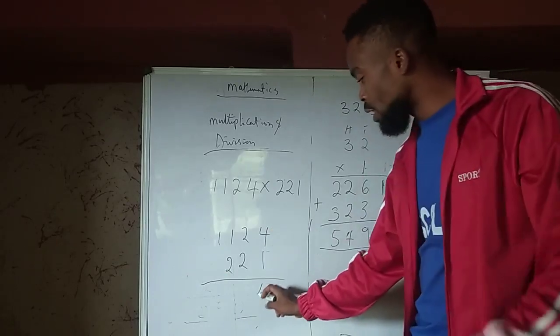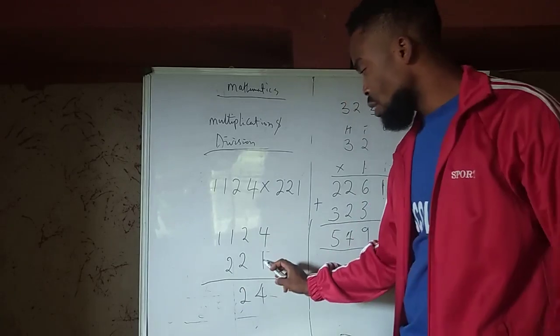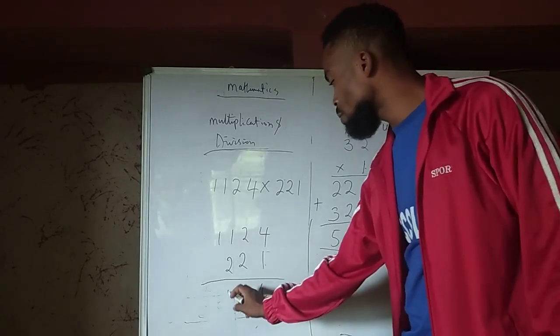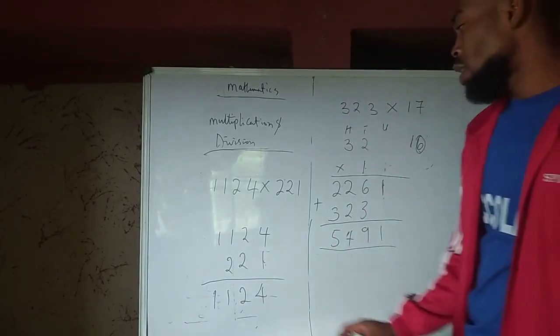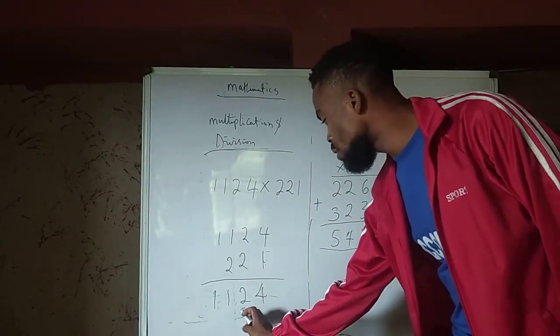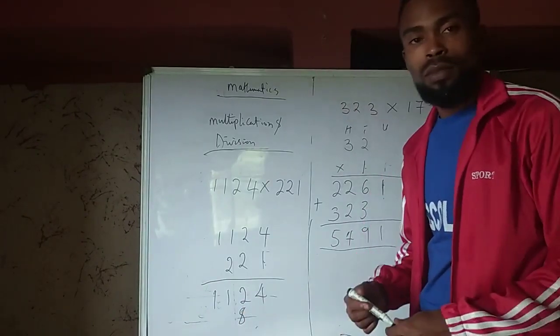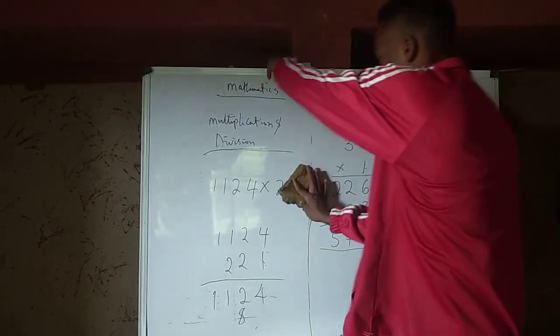1 times 4 here gives us 4. 1 times 2 gives you 2. You see what I'm doing? 1 times 1 gives me 1. 1 times 1 gives me 1. Alright, so I go with 2. 2 times 4 gives me 8. So see where I'm writing it.